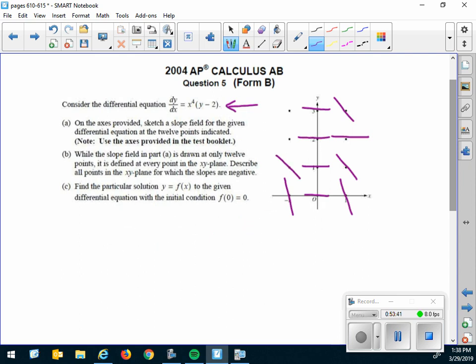At the point -1, 2. That'd be 1 times 2 minus 2. That would be 0. And at -1, 3. That would be 1 times 3 minus 2, which would be 1. I think I messed up 1, didn't I? Yeah. That one's not right. 1, 3. So that'd be 1 times 3 minus 2. How in the world did I get -1?